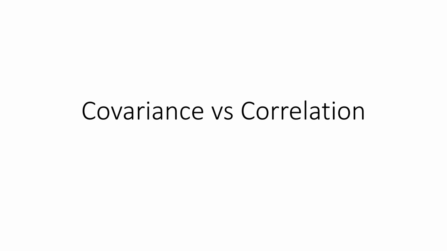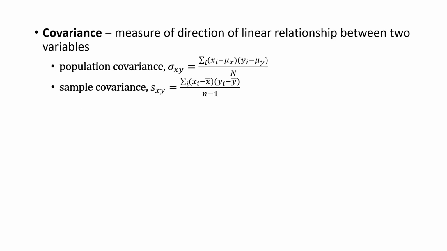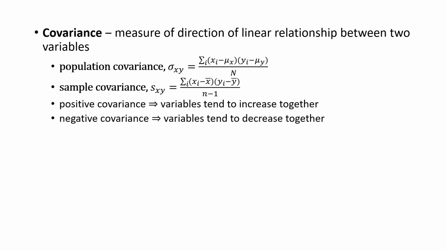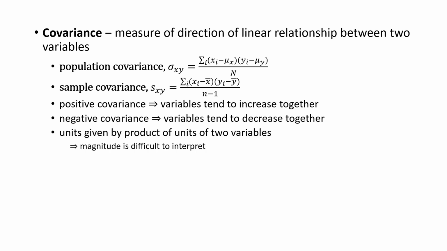So in this video, I'm going to answer the question, what is the difference between covariance and correlation? So covariance is a measure of the direction of the linear relationship between two variables. A positive covariance indicates that the variables tend to increase together, and a negative covariance indicates that the variables tend to decrease together. The units of covariance are given by the product of the units of the two variables, and hence the magnitude of the calculated covariance is difficult to interpret.